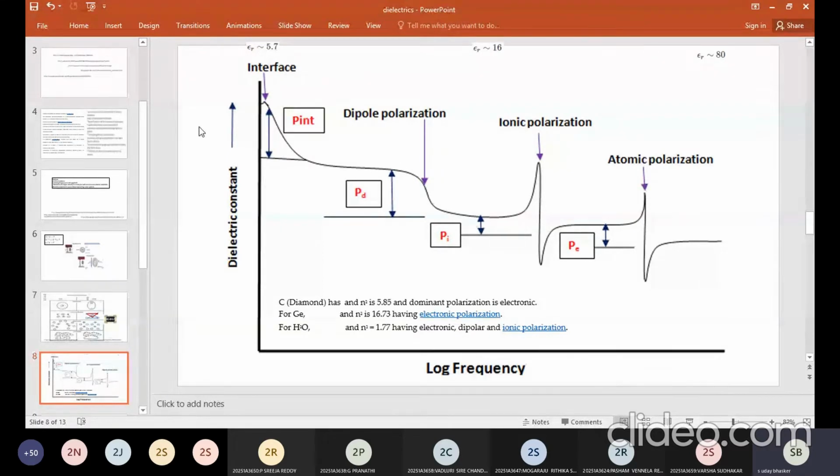Now how many different mechanisms of polarization are there? Answer the question. Five, four, three, two, one. The answer is four. How many polarization mechanisms are there? Four.